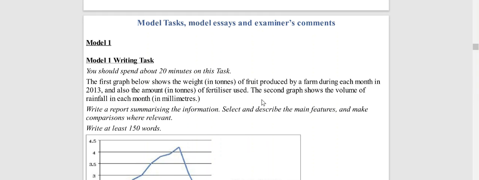The second graph, okay. Write a report, summarize the information, select to describe the main feature and make a comparison with relevant. Write at least 150 words.